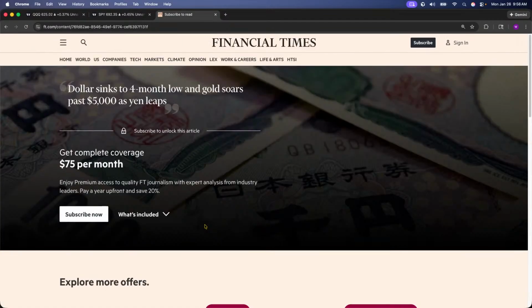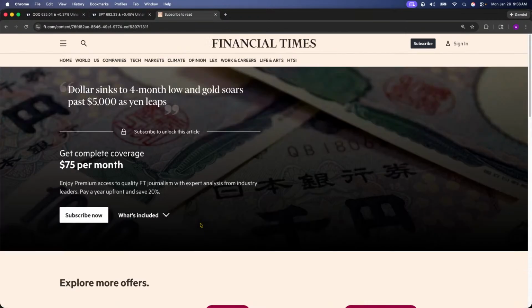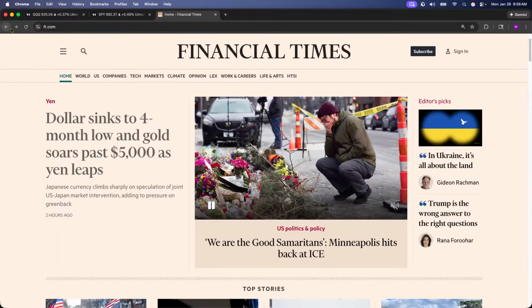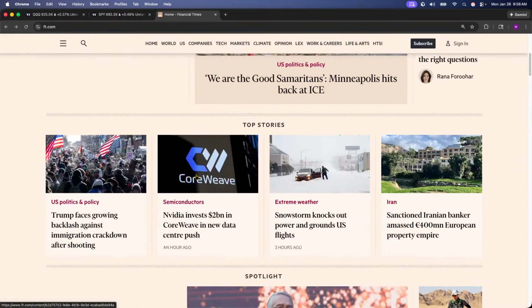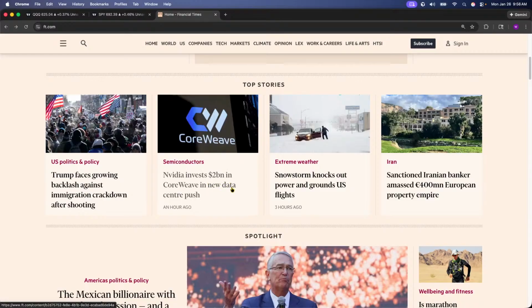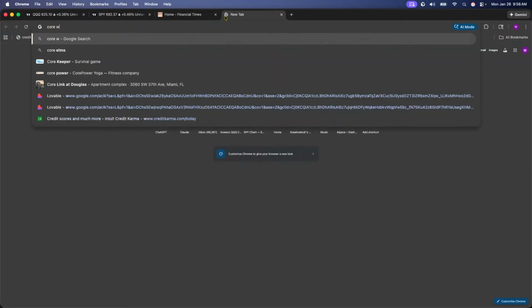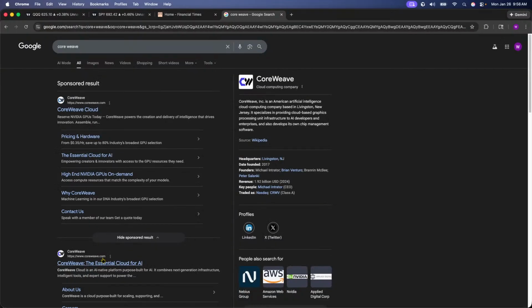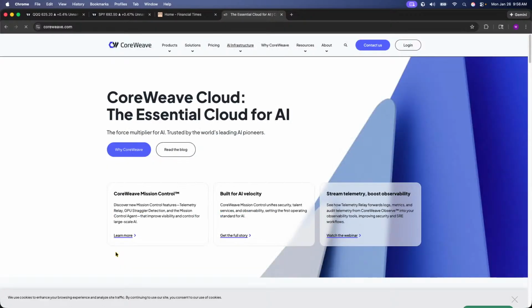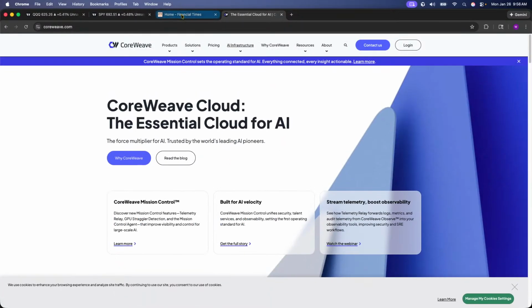No, there's a way for us to read without having to pay. I'll subscribe later. Okay. Nvidia invests $2 billion in CoreWeave, a new data center push. What the hell is CoreWeave? Nvidia just put 250 billion. Oh, 2 billion. $2 billion in this company, CoreWeave.